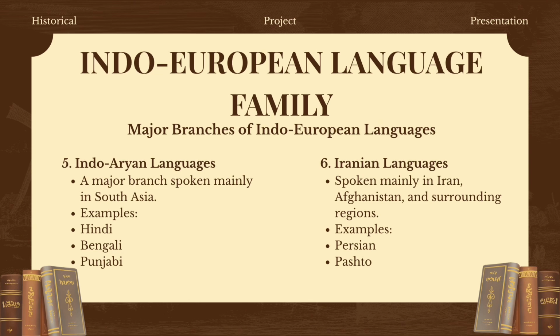Sixth, we have the Iranian languages. So Iranian languages are another branch of the Indo-European family. So they are mainly spoken in areas such as Iran, Afghanistan, and surrounding regions. We have here the example yung Persian, which came from Iran, and Pashto, mainly spoken in Pakistan and Afghanistan.